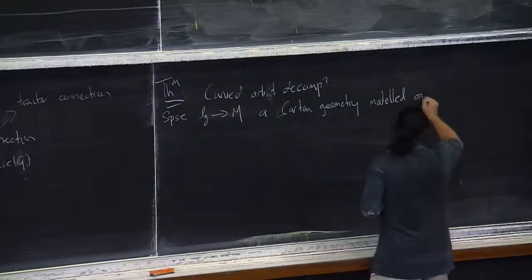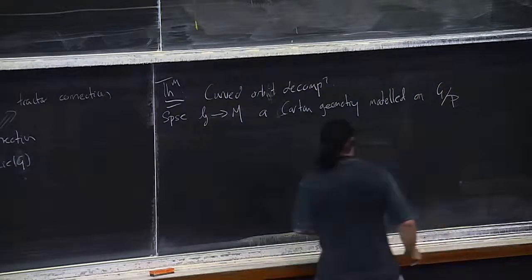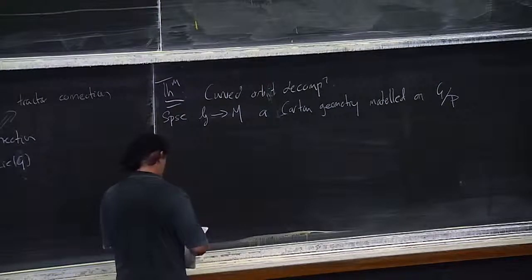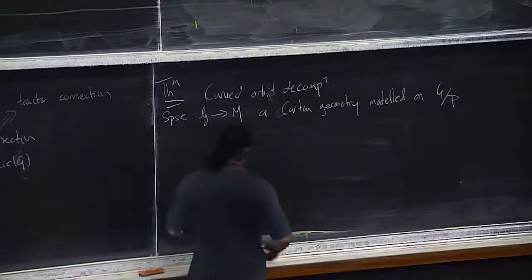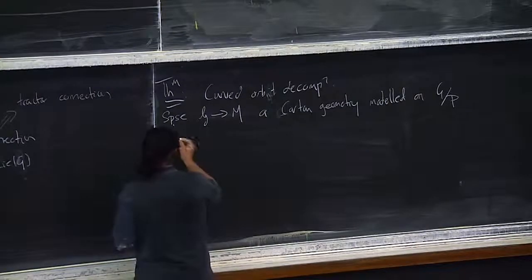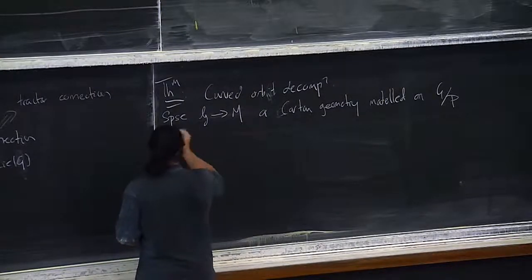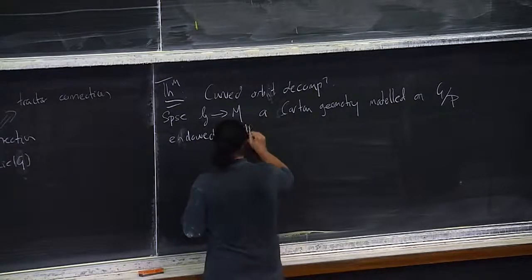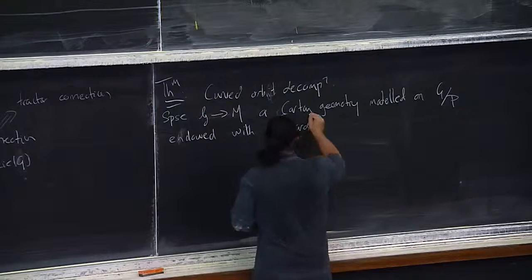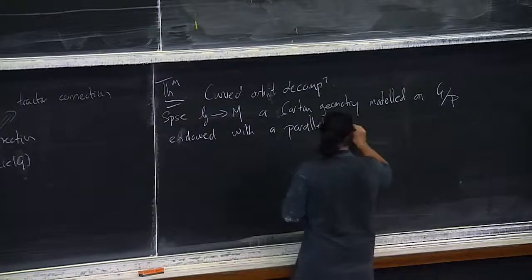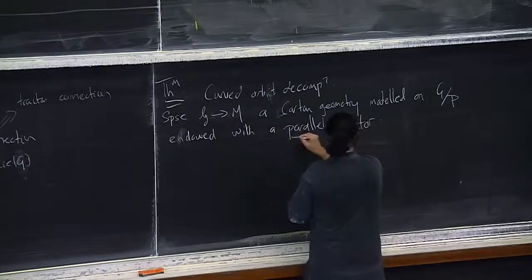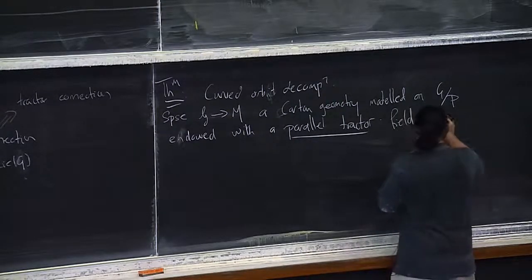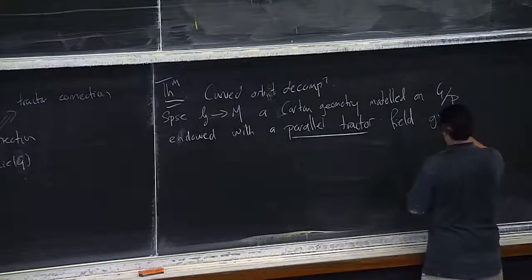Modeled on G mod P. Okay, so in this sense, one of these is a very general notion. I haven't told you all the details, but this is endowed with a parallel tractor. That gives a holonomy reduction.